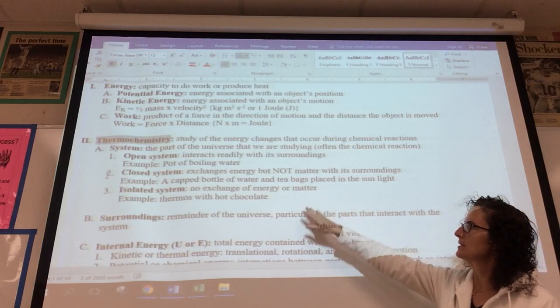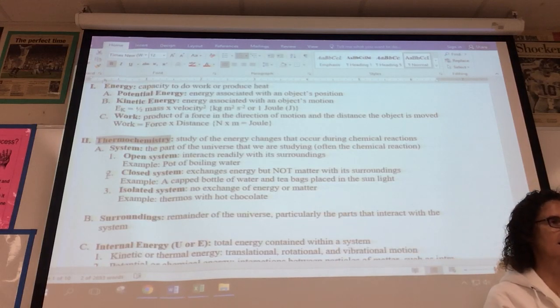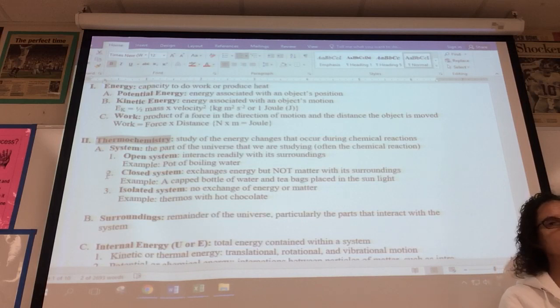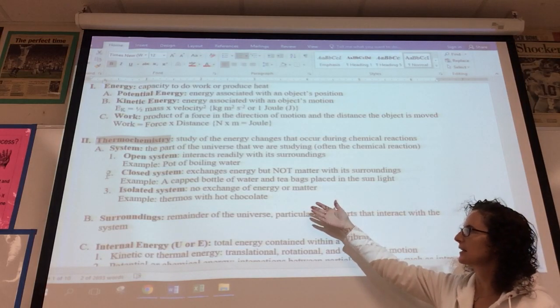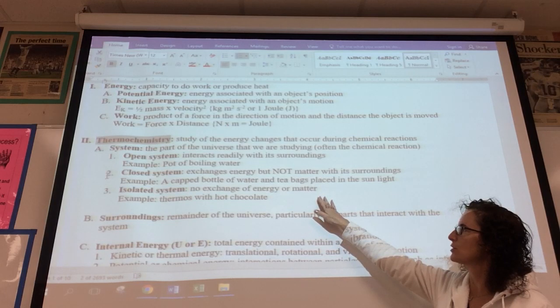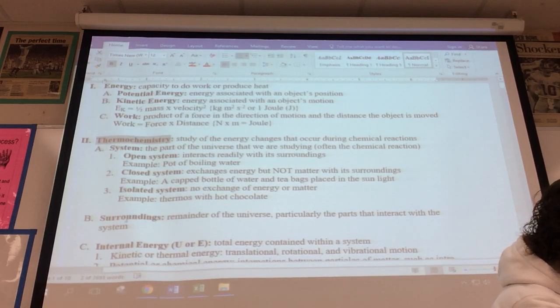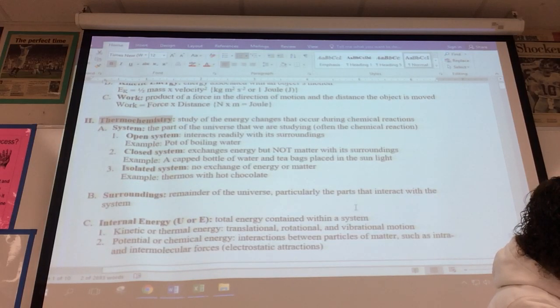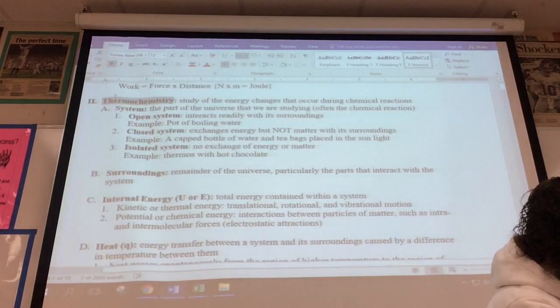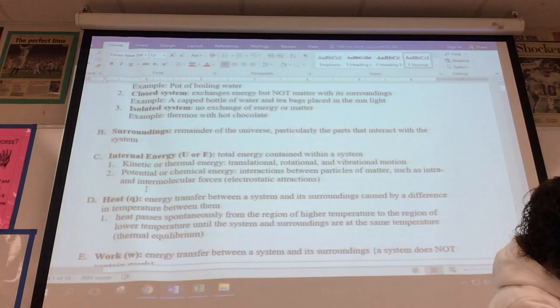In an isolated system, that might be nice today because it's a little cooler out. So if you wanted a thermos of hot soup for lunch, a thermos is an isolated system in which neither energy nor matter is exchanged. The surroundings is everything outside the system, and you'll see that it's going to really focus on the parts that interact with the system. And again, that Bozeman video would be very helpful. If it's not clear to you which one it is, I can point it out at the end.